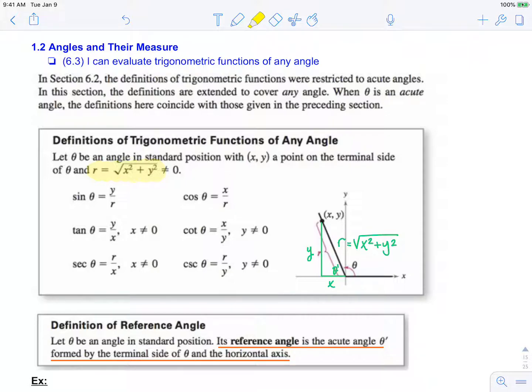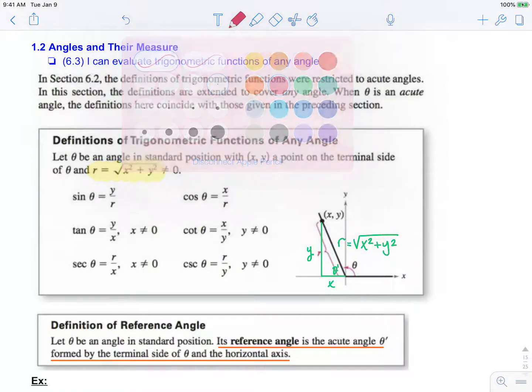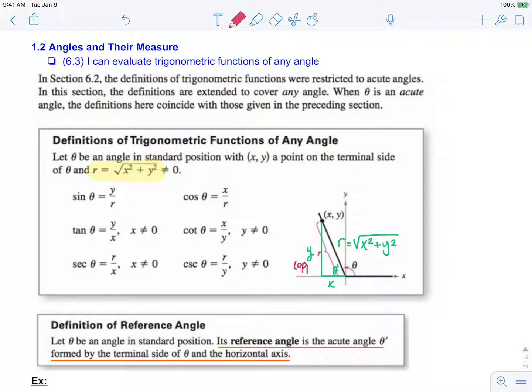And then, if you notice that y is always your opposite, x is always your adjacent, and r is the hypotenuse, we can see that sine theta is y over r, opposite over hypotenuse. Cosine theta is x over r, adjacent over hypotenuse. Tangent is y over x, opposite over adjacent.